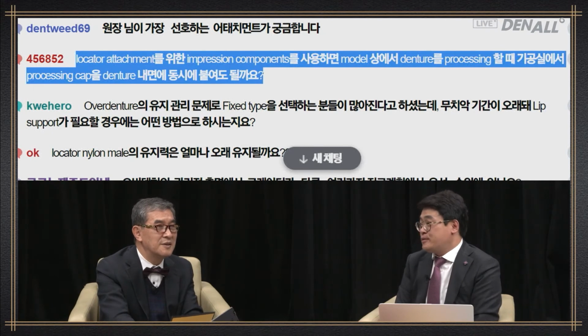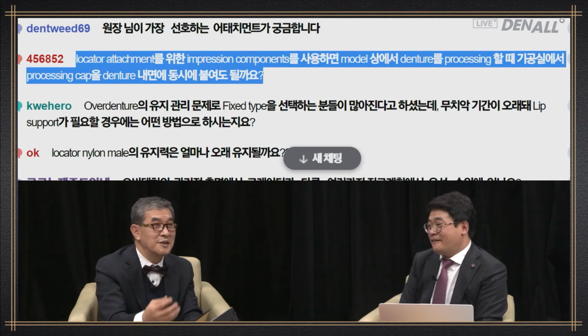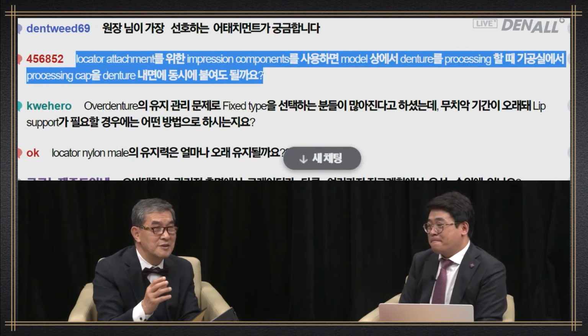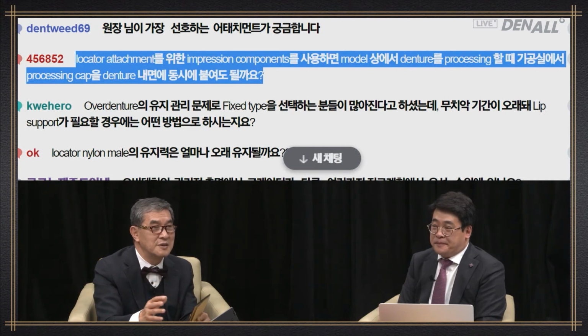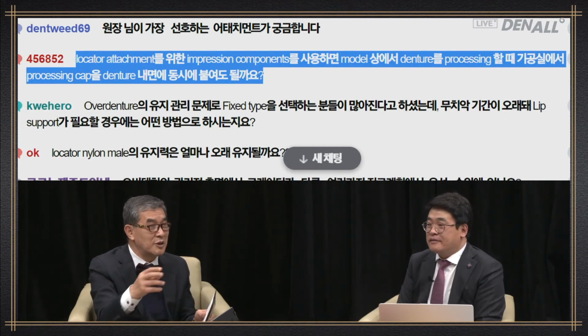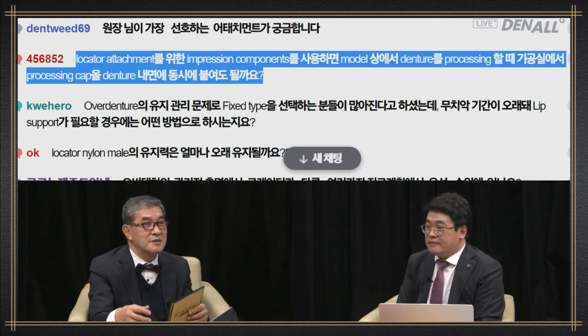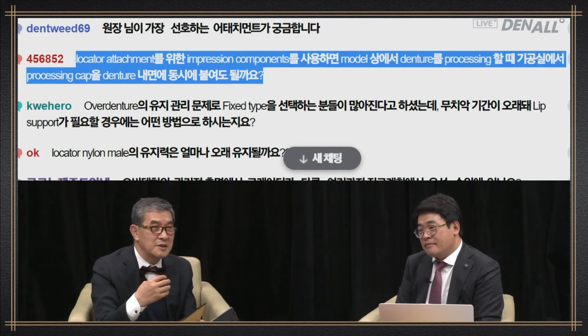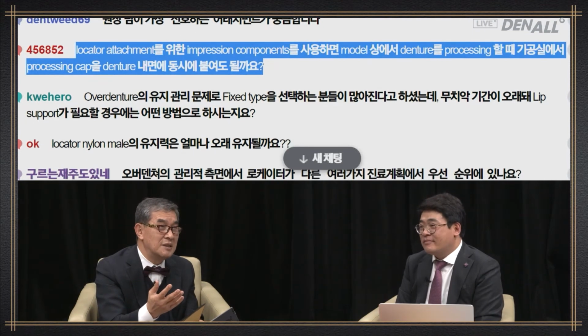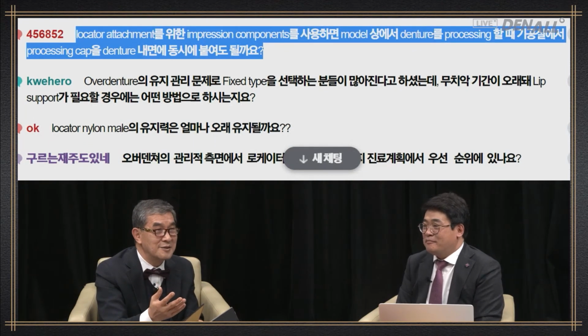However, in the case of tissue-supported overdenture, I recommend attaching it in the oral cavity. If it fits nicely, it reduces chair time. However, there are many cases where what has been delivered by the lab is not satisfactory. I have had many experiences. Isn't that so? Yes.